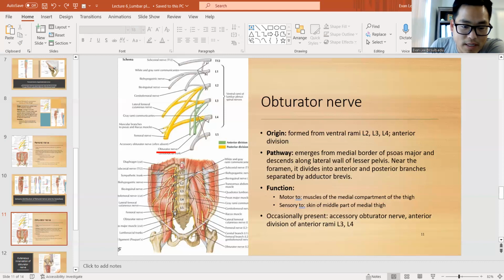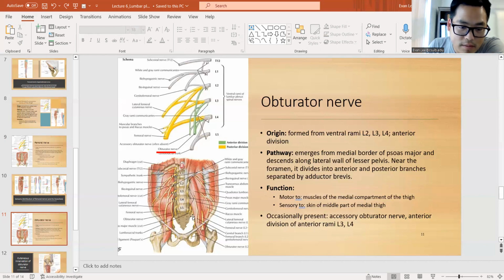So once again, here's your psoas major, and then it's actually going to come out from behind the psoas major, and then you can see it traveling downward right over here along the medial side of the psoas major. So this is the obturator nerve. Oh no, sorry. This is lumbosacral. This is the obturator nerve, which would be traveling directly behind the psoas major.